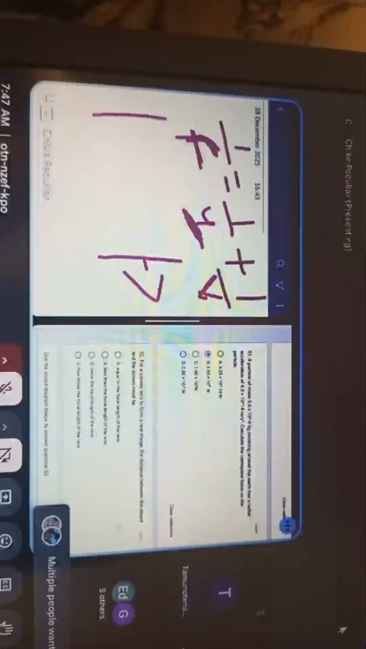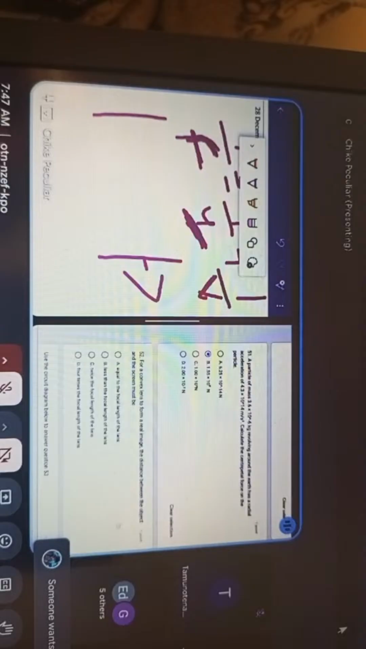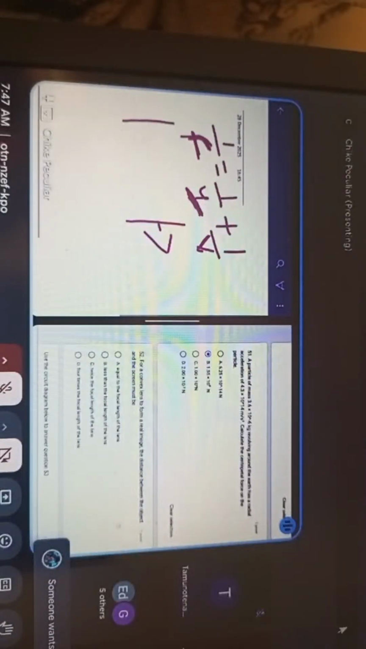It now said, for a convex lens to form a real image, the distance between the object and the screen must be what? Must be dash. So that means I'm looking for object distance. So the actual answer is that it must be equal to twice the focal length. But since you've not done that, you don't have an idea. But let me just prove it mathematically that the object distance must be equal to twice the focal length. That means U must be equal to 2 times F.